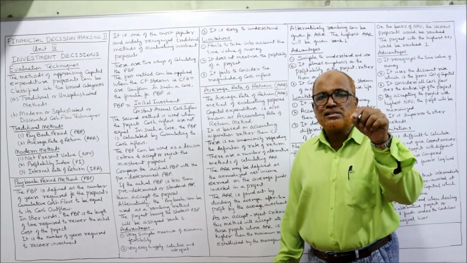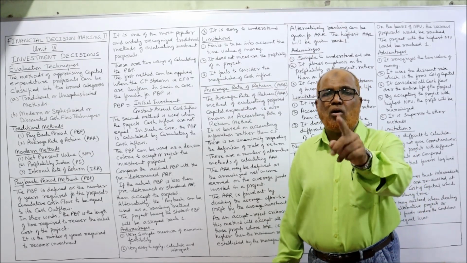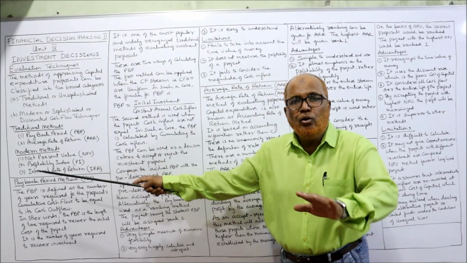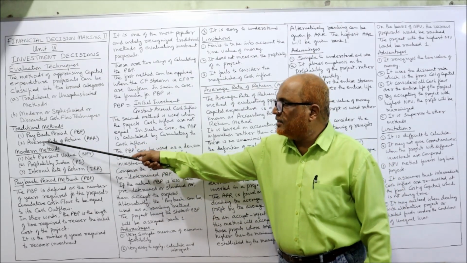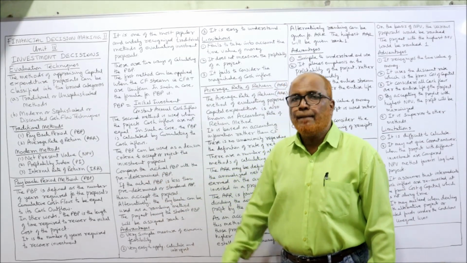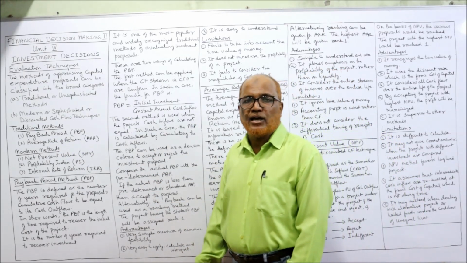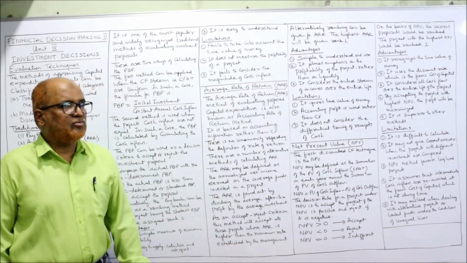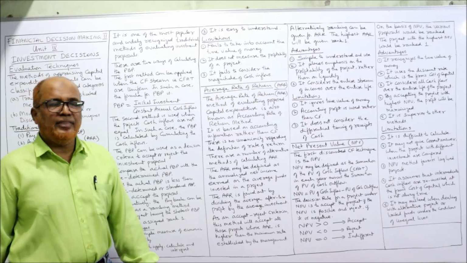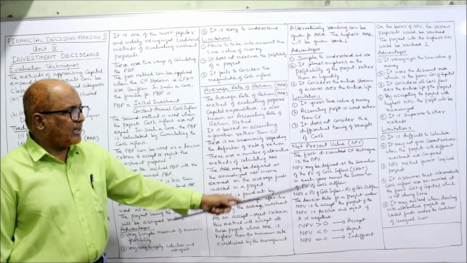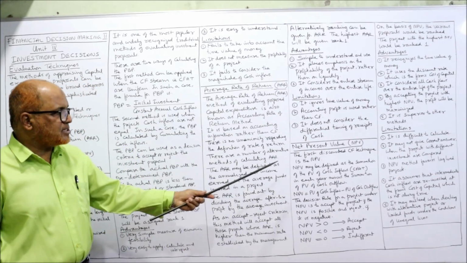These are called discounted techniques because time value of money is considered here. No time value is considered in these traditional methods. That's why it is called undiscounted. Here it is called discounted cash flow. The first very important discounted cash flow technique is NPV, net present value.